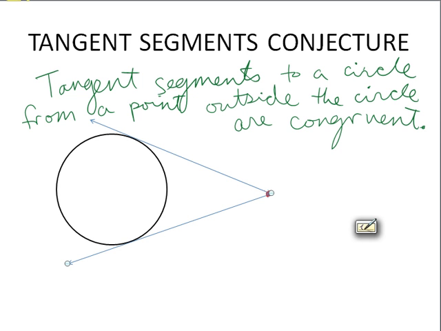This segment, I'll do this in blue. This segment from the point of tangency to the point is congruent to this segment from the point of tangency to the point. It's kind of like we're drawing a dunce cap on the circle. Both of those sides must be congruent. That's what the tangent segments conjecture is. Those are the only two conjectures that we have for this section.